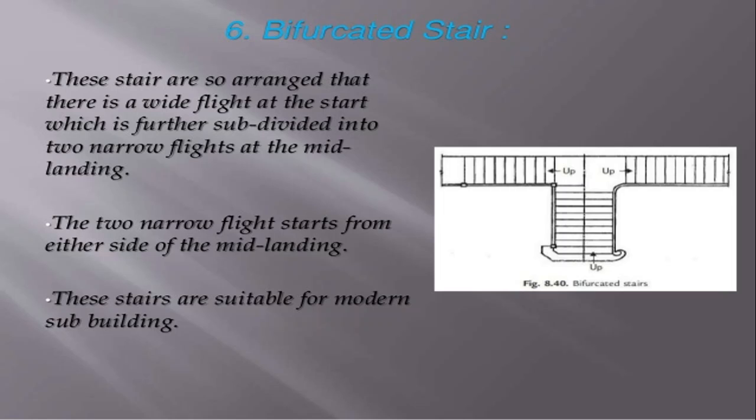The stairs are arranged so that there is a wide flight at the start, which is subdivided into two narrow flights at the mid landing. See, a wide flight, this is a very wide flight, which ends up with a very large landing, and from that large landing, on the two sides, the two flights are divided, subdivided. A wide flight started, which ends up with a landing, and that landing is subdivided into two narrow flights.